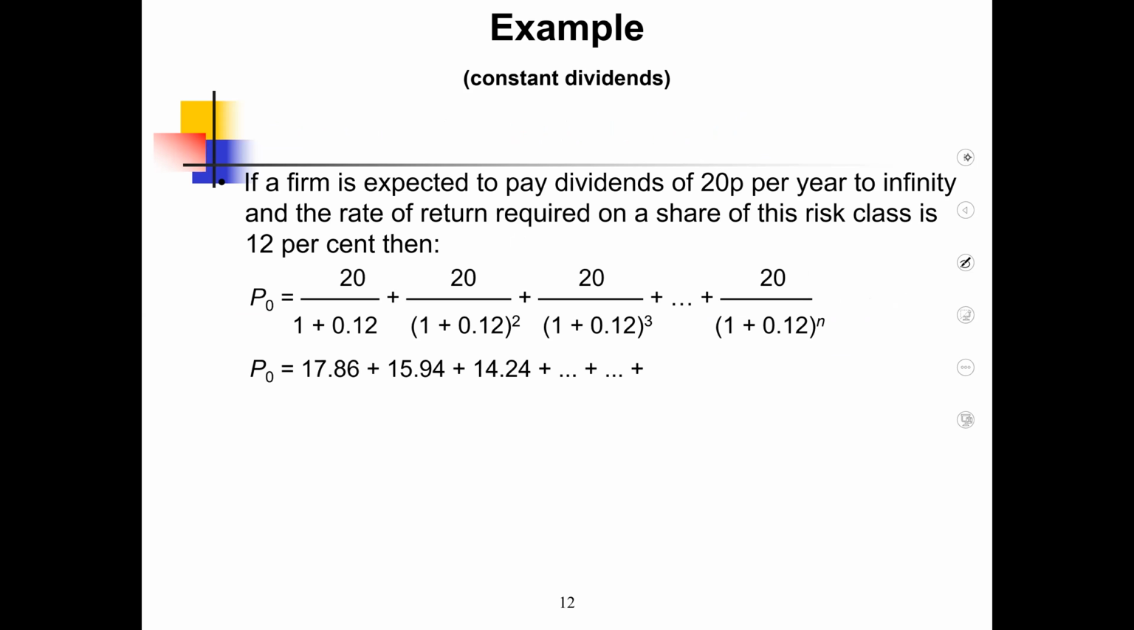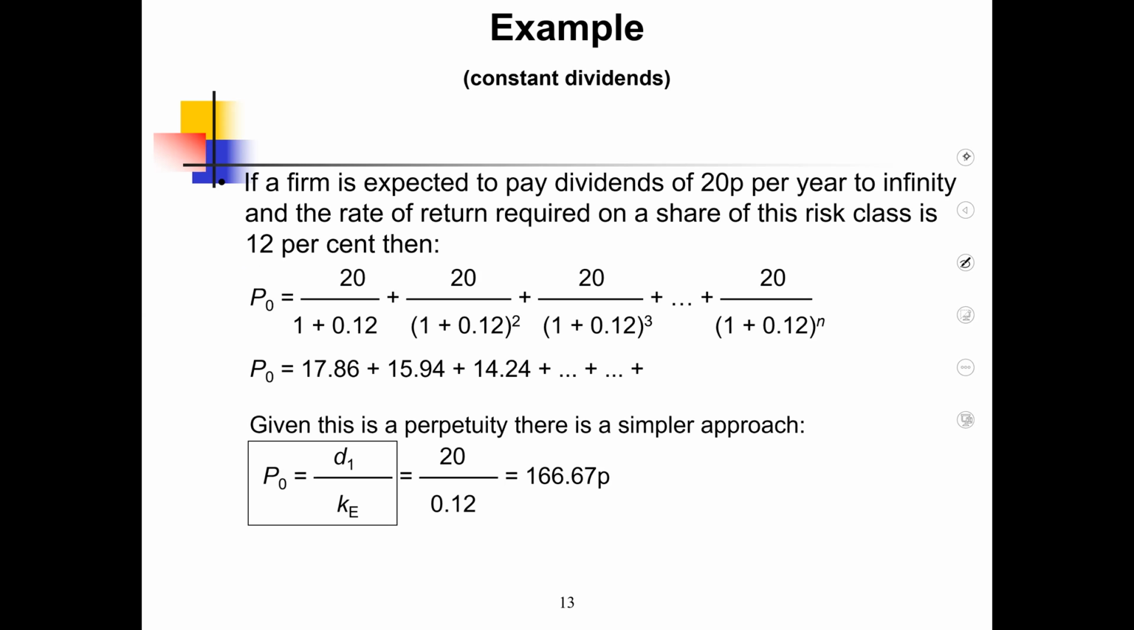Here you can see, if a firm is expected to pay dividends of ₹20 per year to infinity, and the rate of return required on a share of this risk class is 20%, that means the cost of ordinary share, we can calculate the present value using the discount factor. In the last session, under cost of capital, we used this equation to get KE.